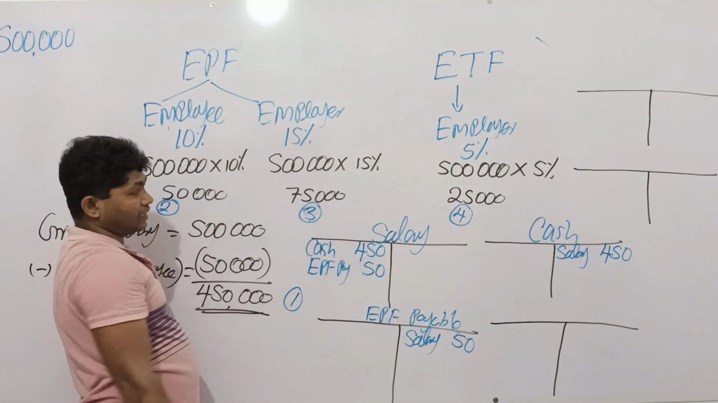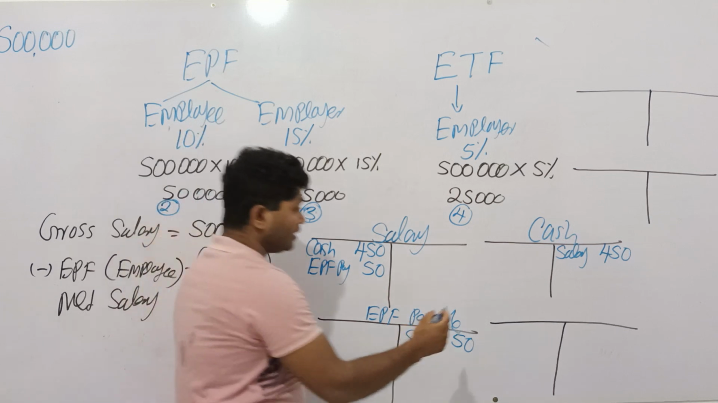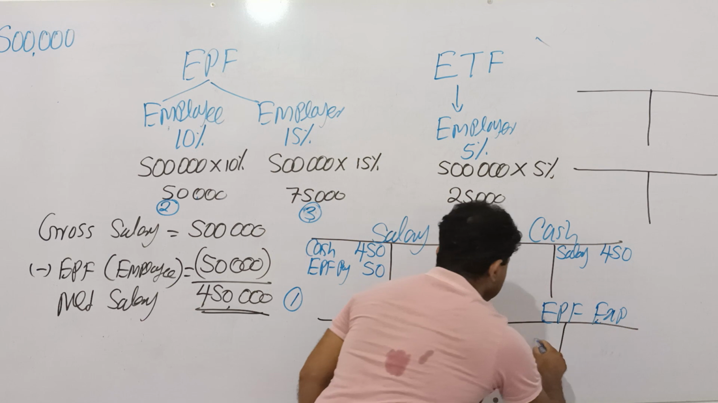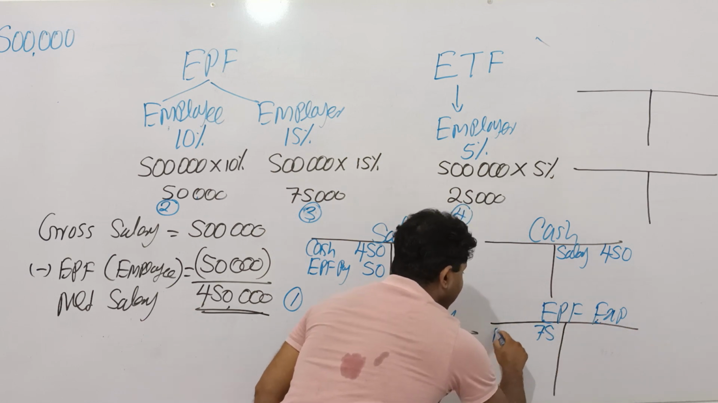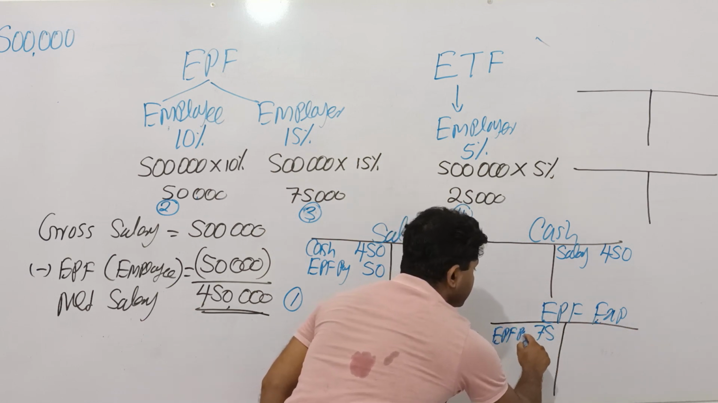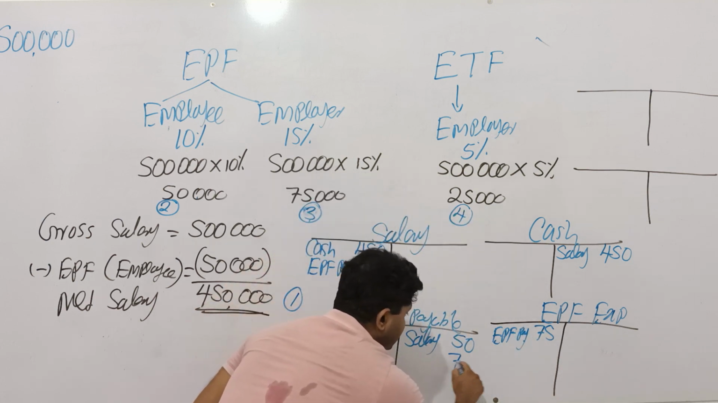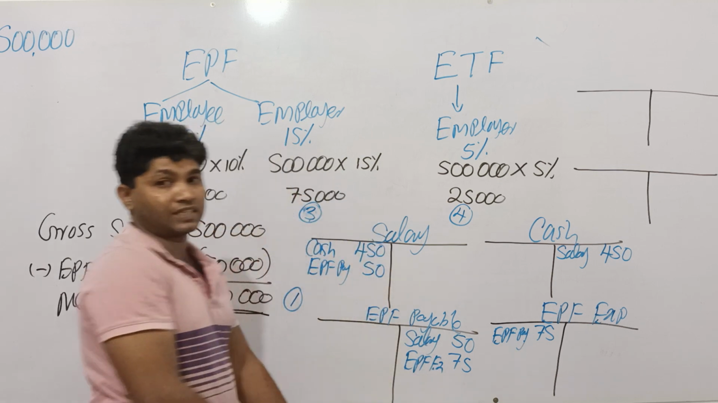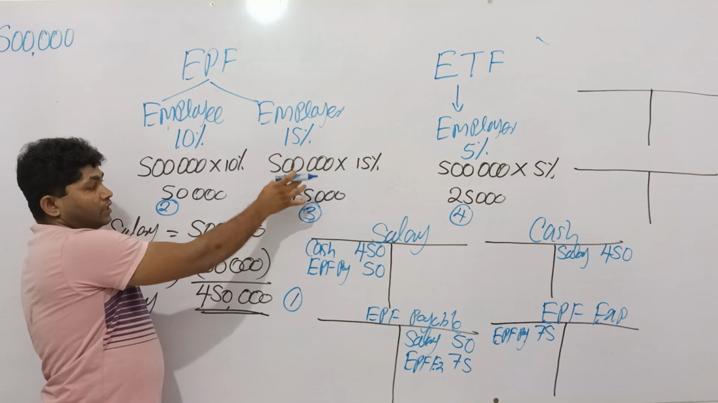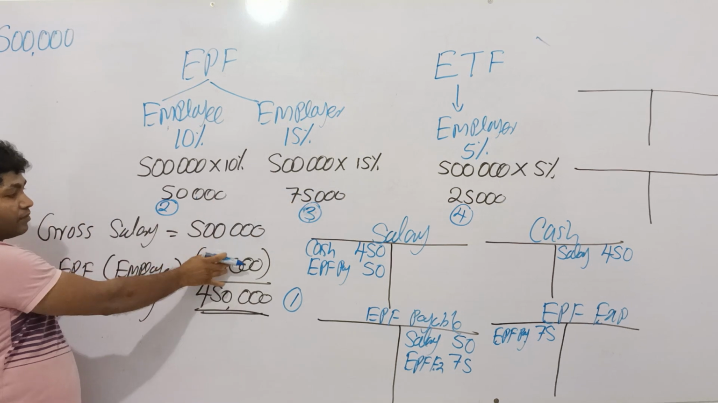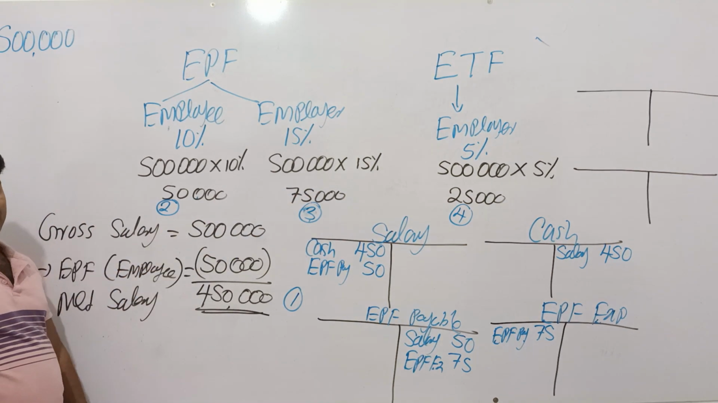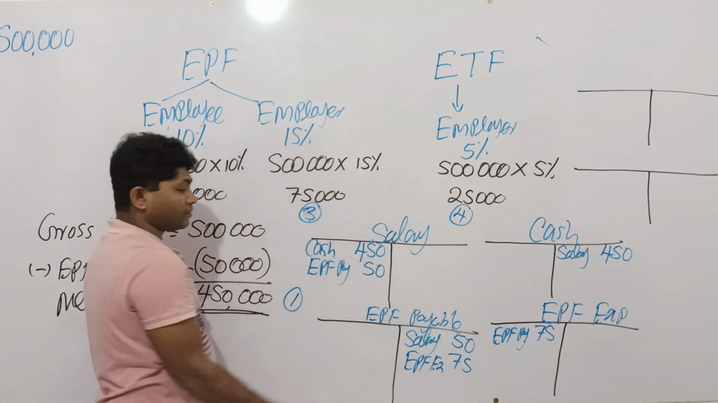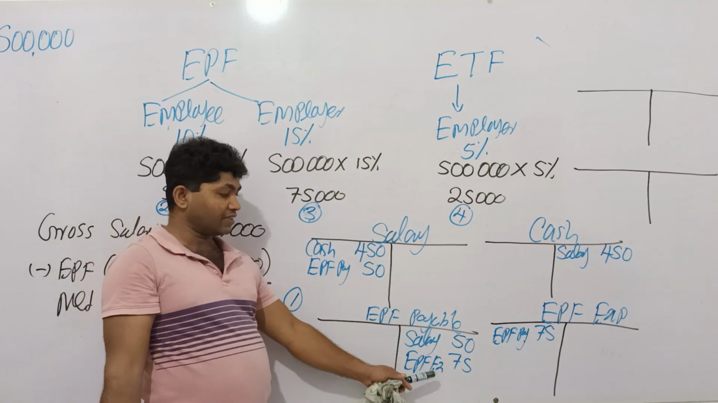Therefore, the employer contribution equals 75,000. Double entry: EPF expense account debit 75,000 as EPF payable, and EPF payable account credit 75,000 as EPF expense. Third step, employer contribution. It is not part of salary and should not be deducted from salary; it is another expense of the business organization. Therefore, it is not debited to the salary account, but that value also should be sent to the central bank, payable to the central bank.